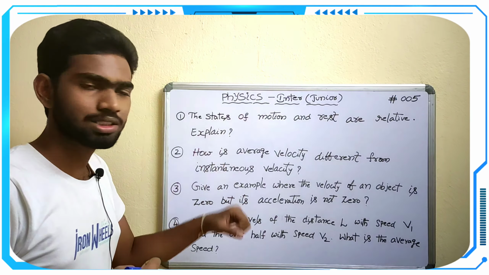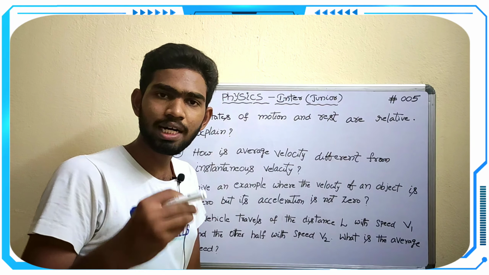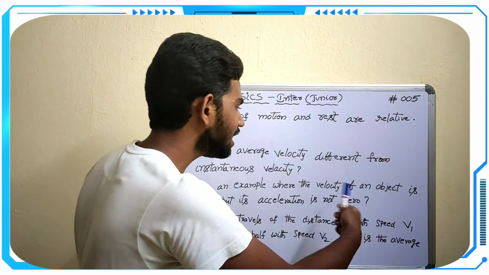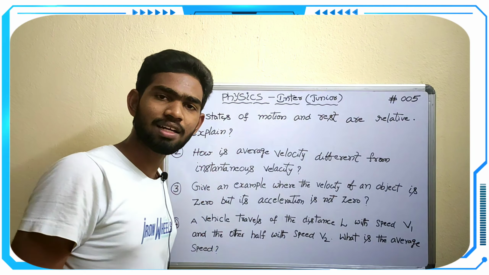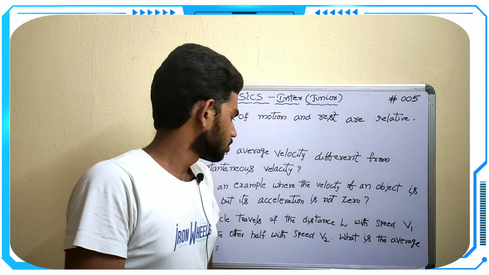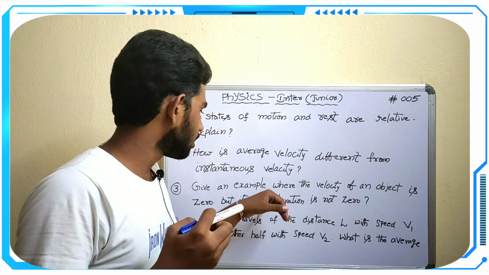Let us come to the third question, which is very important: give an example where the velocity of an object is 0 but its acceleration is not 0. A very dynamic question. An object has velocity 0 but acceleration is not 0, how can that be? We can write a simple example for this, which makes the velocity of the body 0 while the acceleration is not 0.